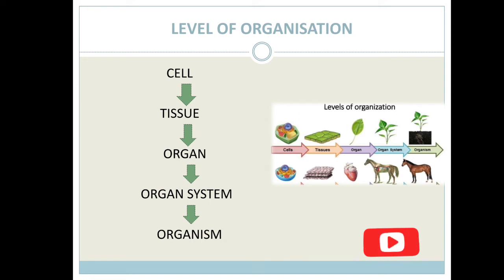Next, in the second part, you can see in the picture, it is the animal cell. From the animal cell, it has formed the tissue. Then from that tissue, it has formed the organ. Then from the organ, it has formed the organ system. And from that organ system, it has formed the whole organism. So this is known as the levels of organization. That is, from the cell it forms the tissue, from the tissue it forms the organ, from the organ it forms the organ system, and from the organ system it forms the organism.